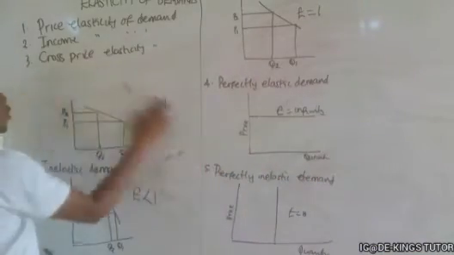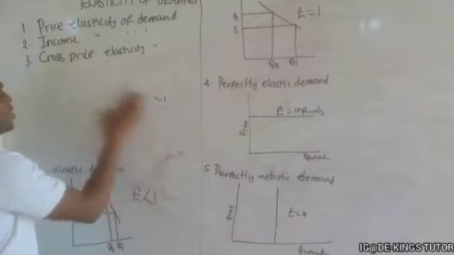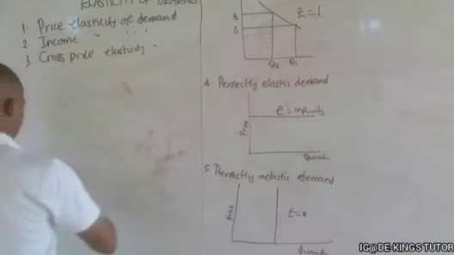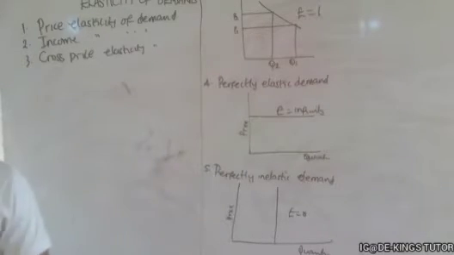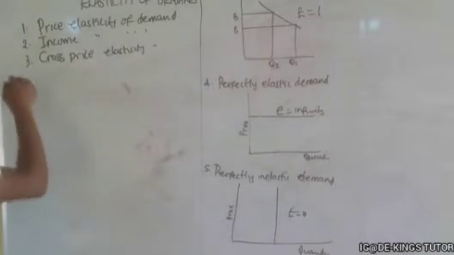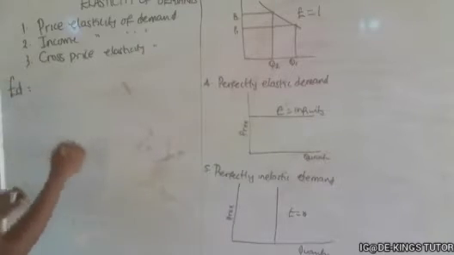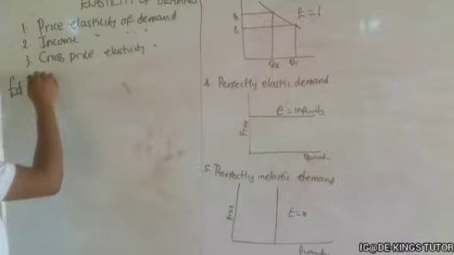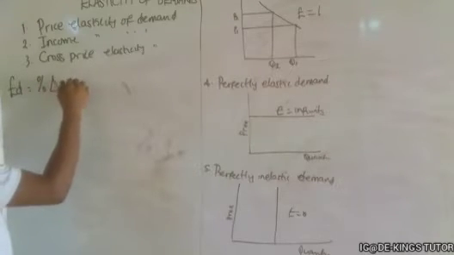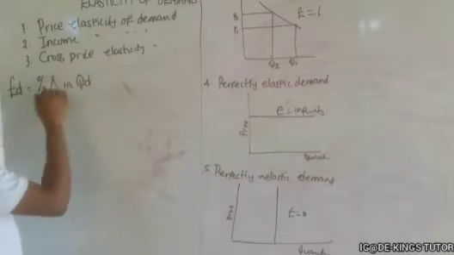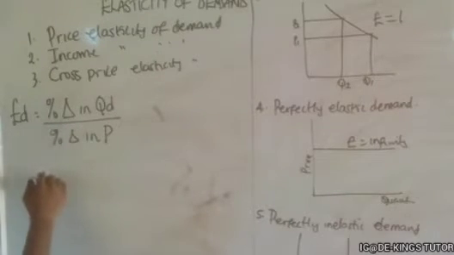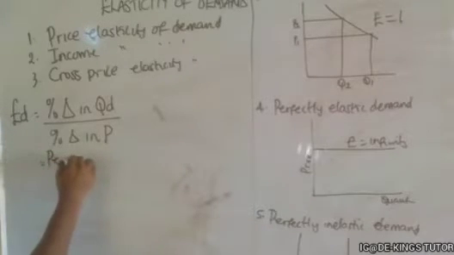Now, how do we measure price elasticity of demand? Okay, given its formula. Mathematically, the elasticity of demand can be given as the percentage change in quantity demanded over the percentage change in price.